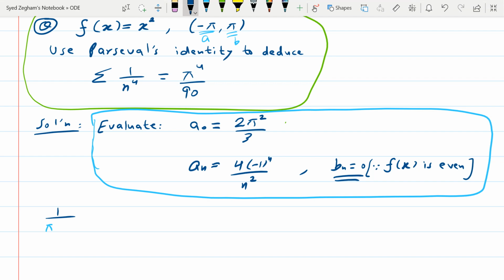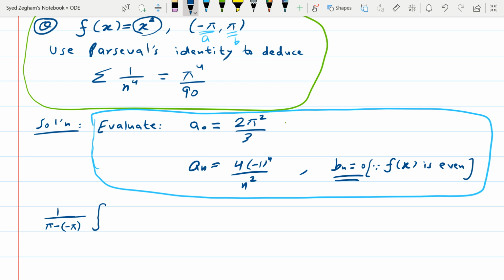Let me change the color. So this will be 1 over b minus a, that means pi, that is b, minus a, that is again minus pi, right? Integration of the square of the function. So here the function is x square, right? Here my function is x square.